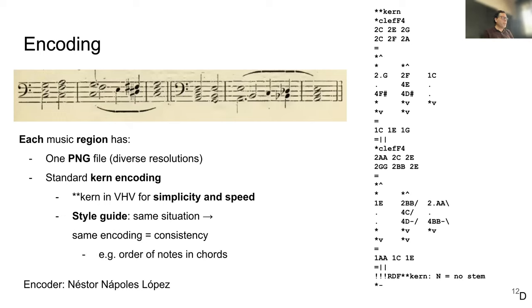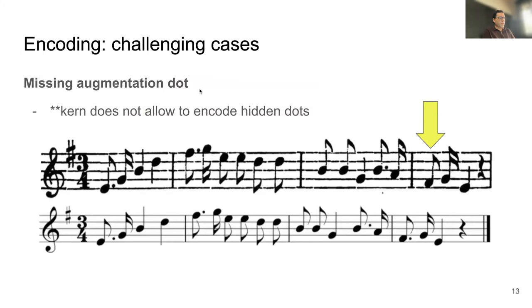For example, one thing that we have to decide is in which order we wanted to encode the chords: the first one before, the last one, the top one, the last one, and so on. Well, when we were encoding, we found a lot of challenging cases.